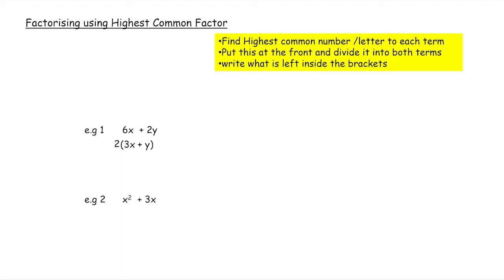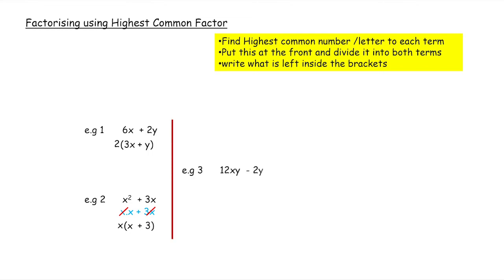Let's try another one. X squared plus 3x. This is the same as writing x times x plus 3x. Our common factor is x. Divide our common factor into our terms. This leaves us with x and 3 inside the brackets.